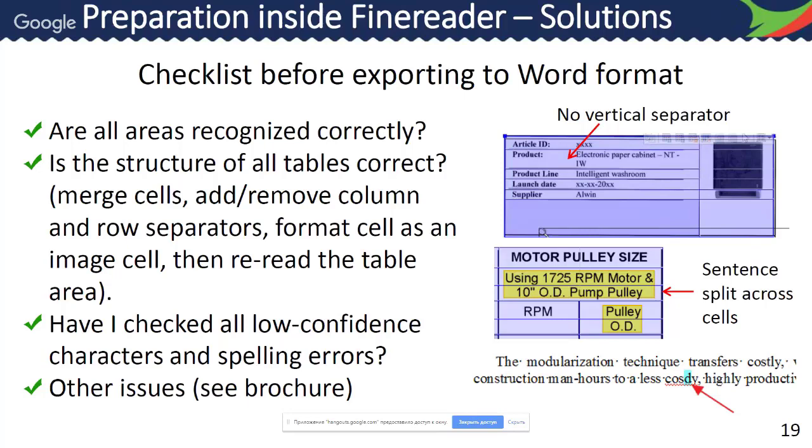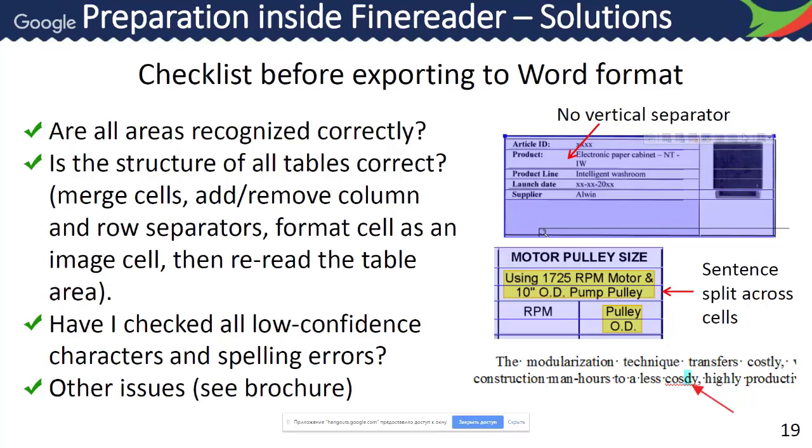Also, check all low confidence characters, which are shown with turquoise background color by default, and spelling errors, which have red underlines. If you find errors, fix them using the text window of FineReader. Don't wait until the document is converted to Word format.